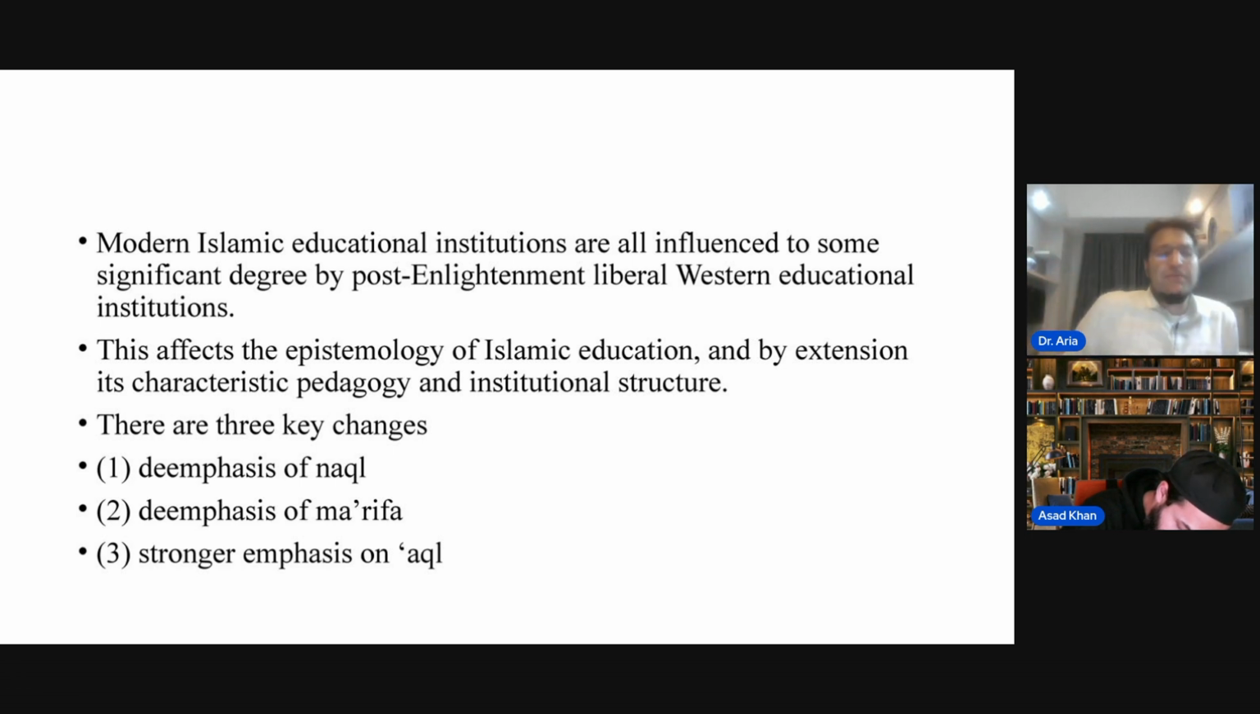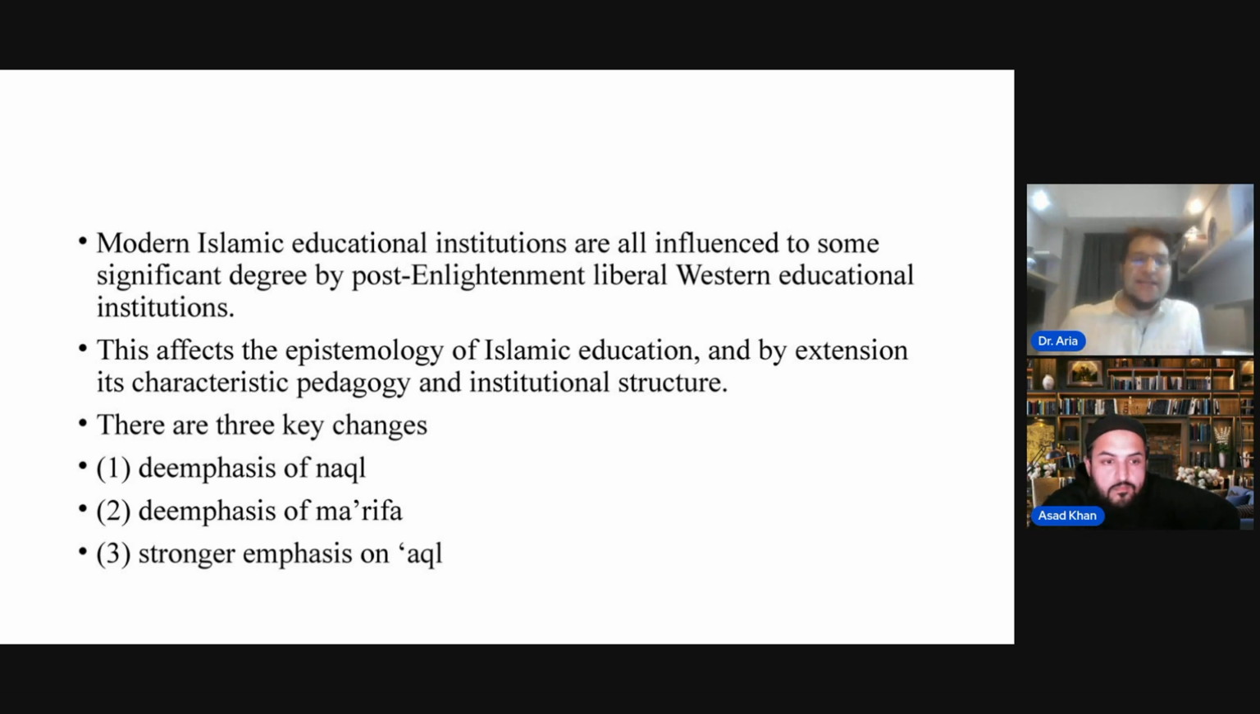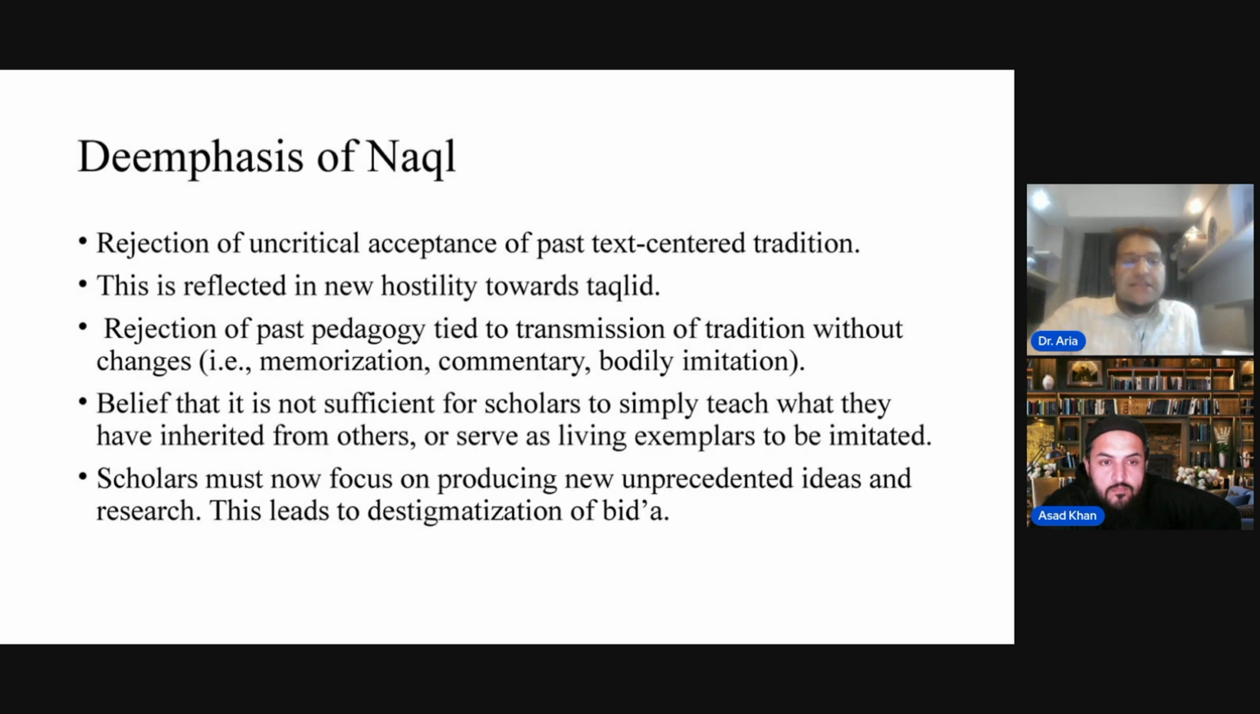The Islamic madrasas are transformed so that they start prioritizing aql and they start de-emphasizing naql and ma'rifa. So how does this happen? The de-emphasis of naql is reflected in a rejection of uncritical acceptance of the past text-centered tradition. So this is reflected in a hostility towards taqlid. People are told you don't need to follow opinions from the past, make your own ijtihad.